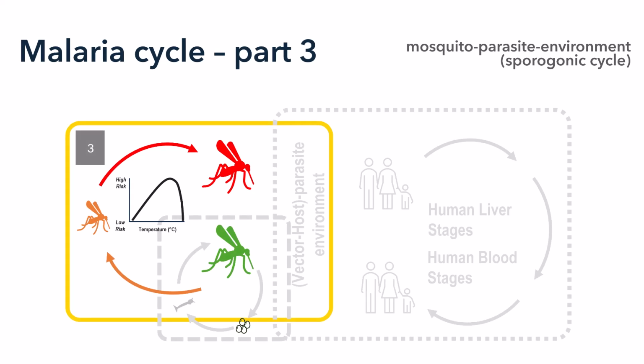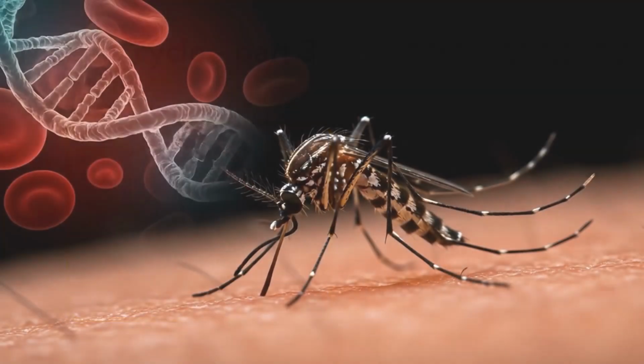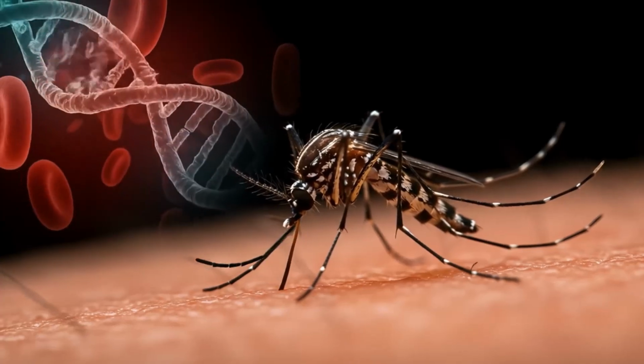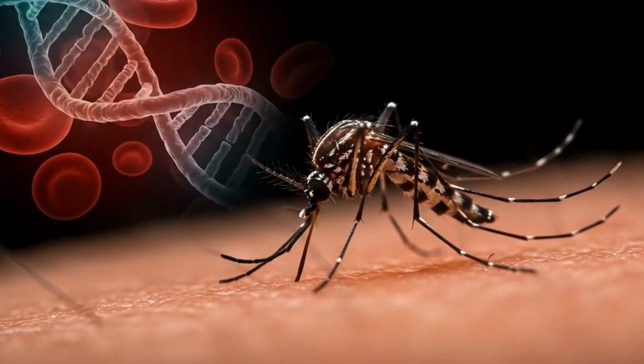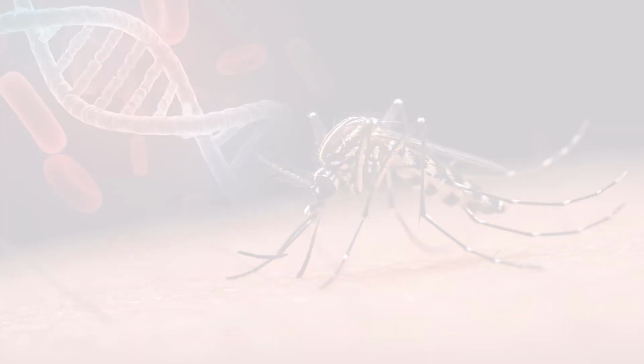Component 3, the mosquito parasite development. The parasite also develops within the mosquito. The parasite must undergo specific developmental changes inside the mosquito before it can infect a human.